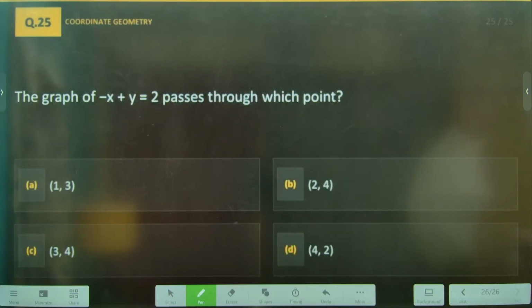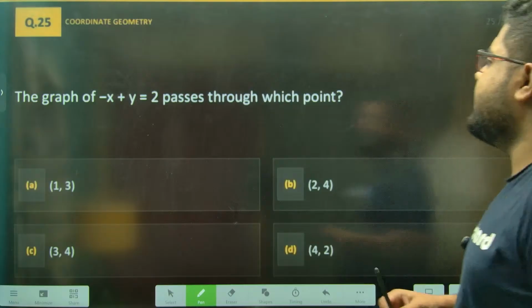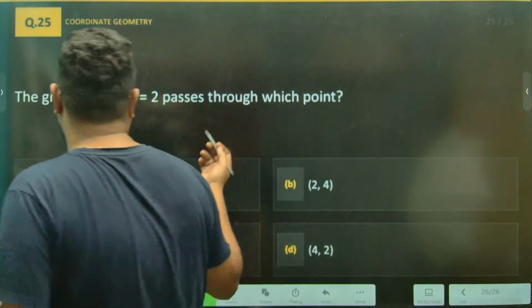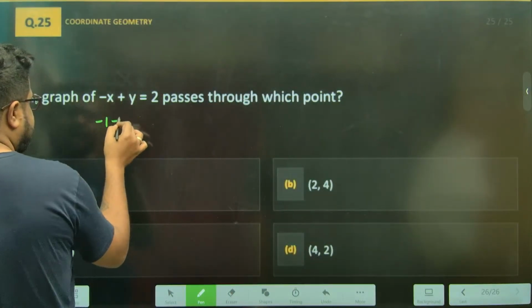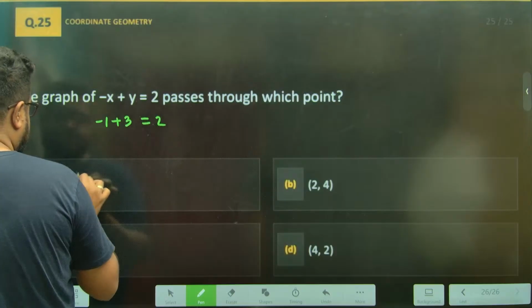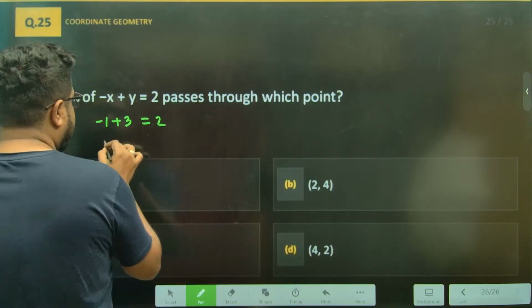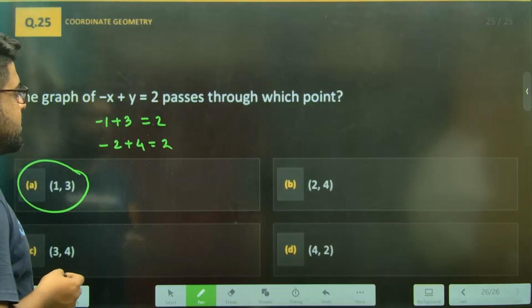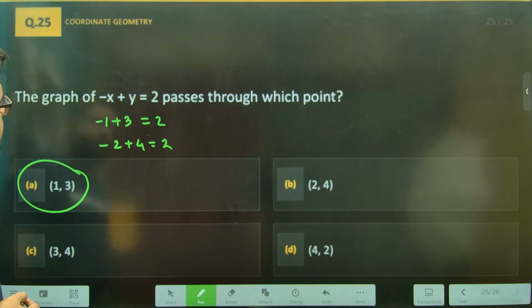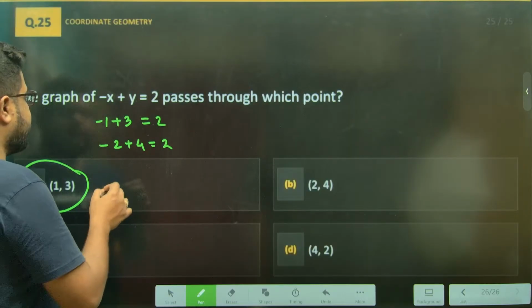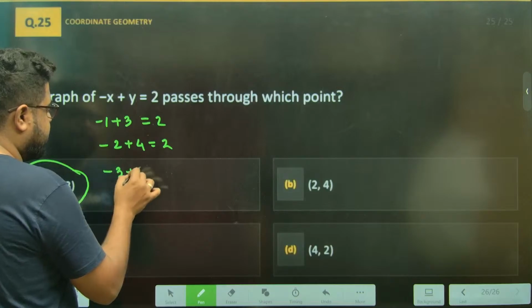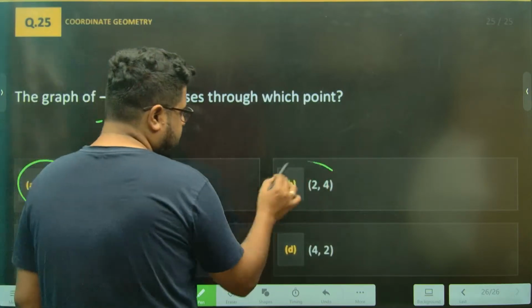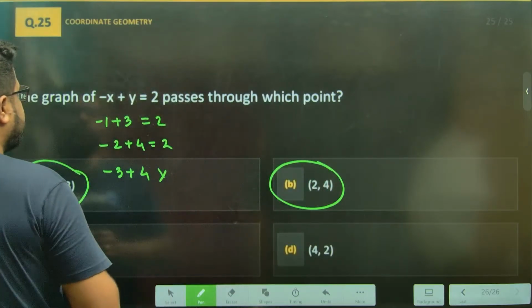Last question, sir. Graph of minus x plus y and this, sir. Put the values and check. 1 and 3, minus 1 plus 3. Is it 2? Yes, sir. Most likely this is the answer. Check. Minus 2 plus 4. This is 2, sir. Arey, yes. ये भी तो 2 है, sir. 3 and 4, minus 3 plus 4. Sir, both these are answers.